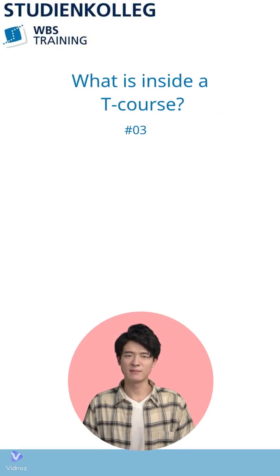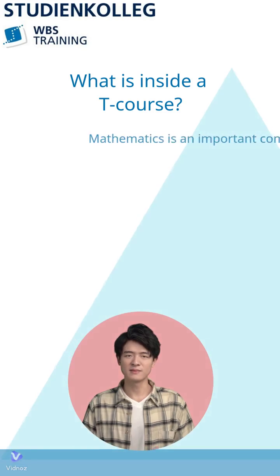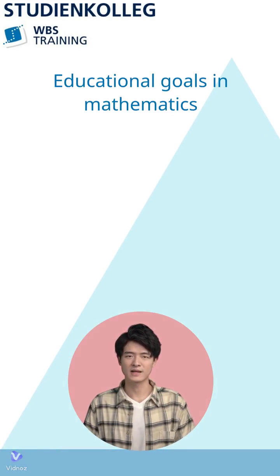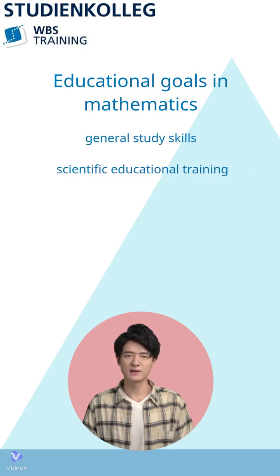Here is the third part of what is inside a T course. As you know from part 2, mathematics is an important component of the education in a T course at the Studienkolleg. What are the educational goals in mathematics? At the Studienkolleg, general study skills and scientific educational training are taught in mathematics.